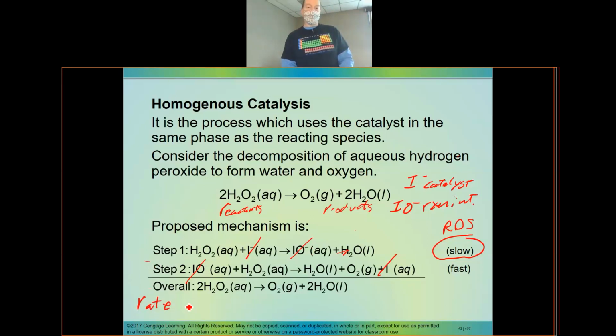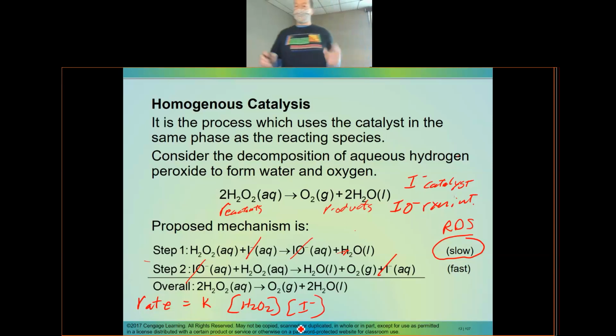Rate is equal to K, concentration of H2O2, concentration of I minus. All right, and so the only rule for the rate law is it cannot have a reaction intermediate. It can have a catalyst, it can have a product. Normally it has reactants, but it can have anything except a reaction intermediate.